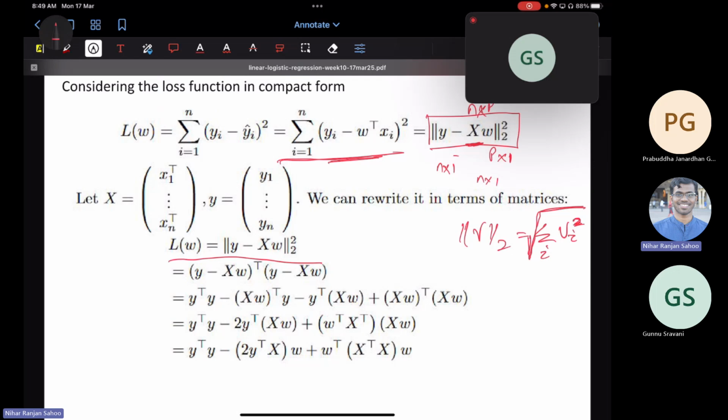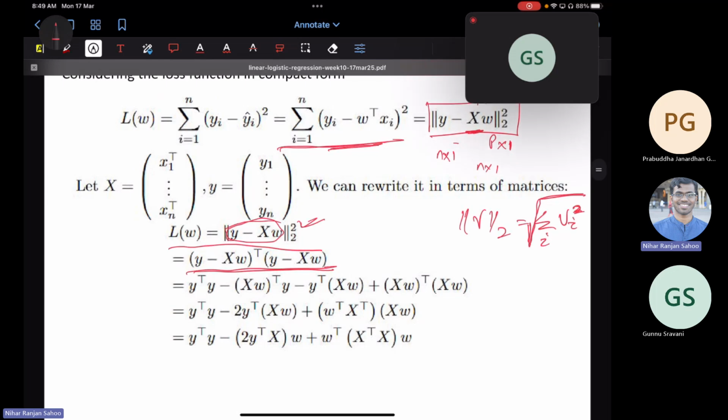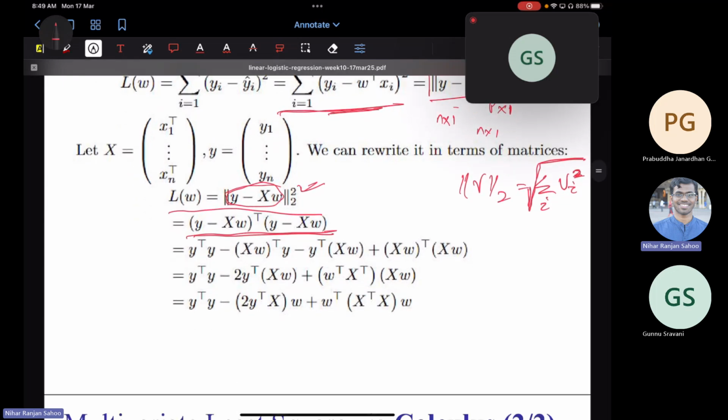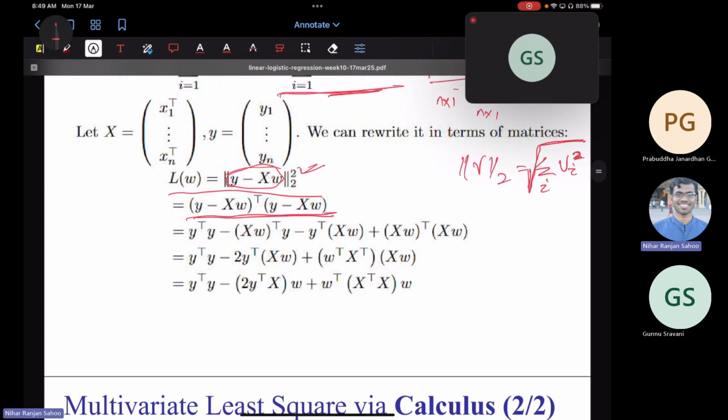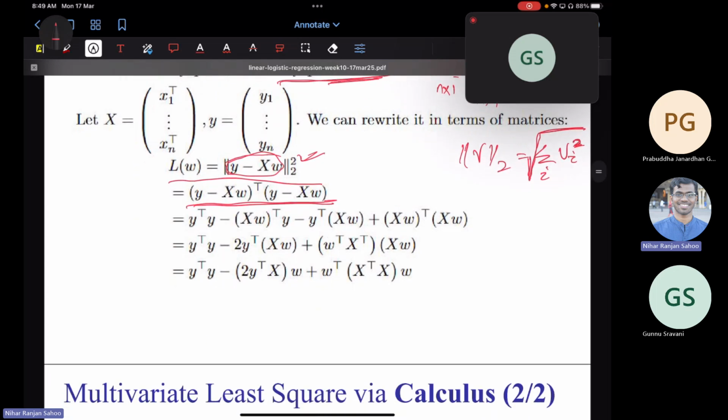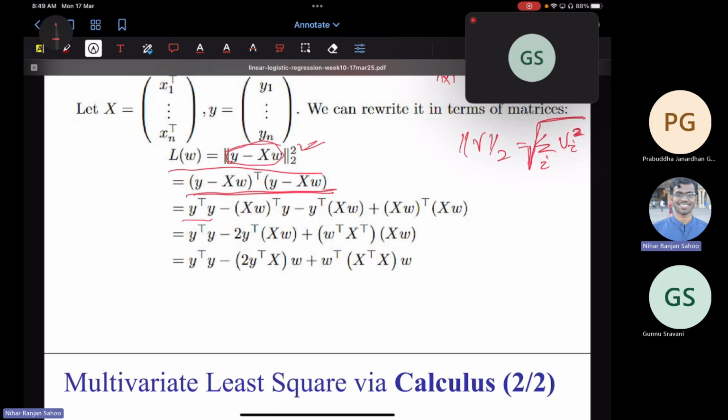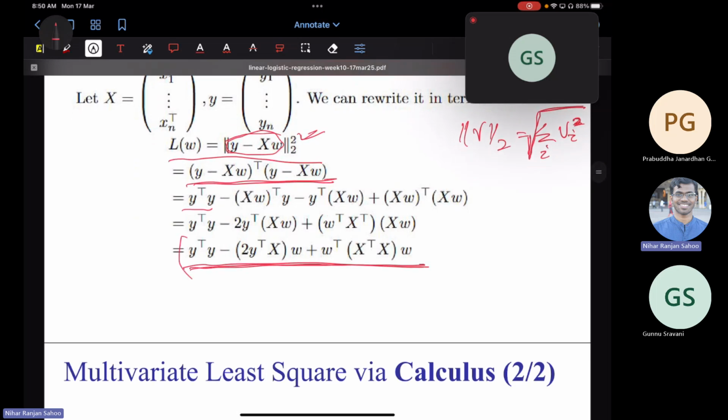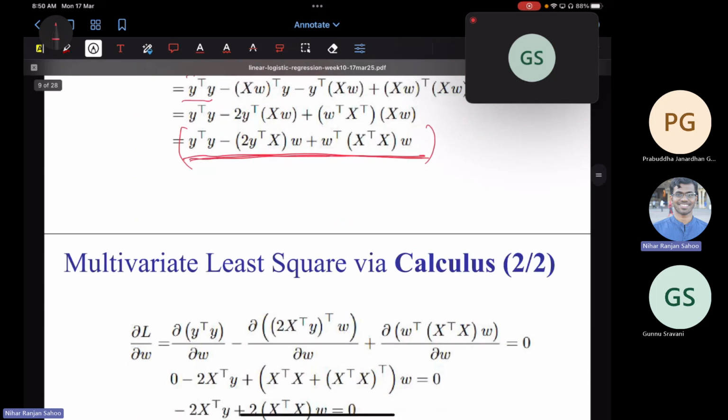This is just y minus xw, which is a vector, right? Because we are squaring this, we can easily write it using transpose. This is simple matrix or vector algebra, which you might have learned as part of linear algebra, so I'm not going over it. Now you open this multiplication: y transpose y, x w transpose y, transpose x w, all these things. If you simplify, you'll get L(W) as this term. Now we have to compute the partial derivative on this term only to get the optimal W and B.